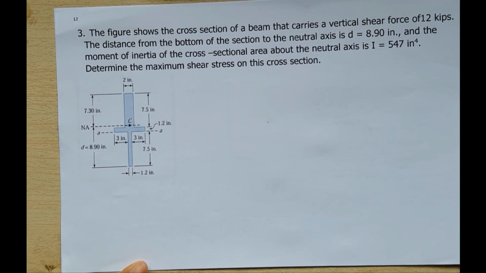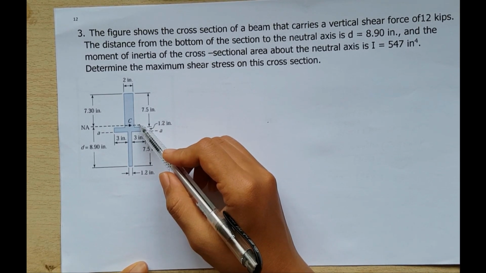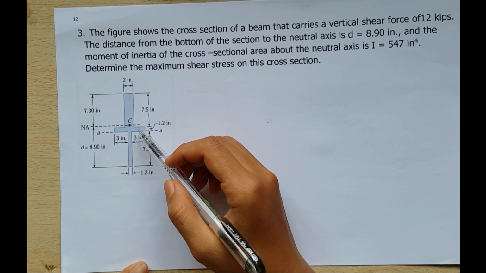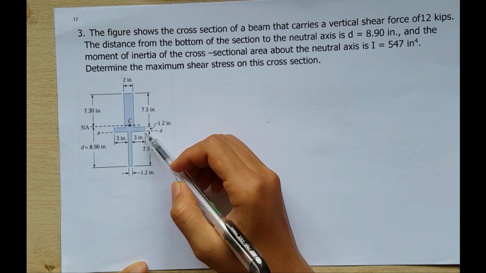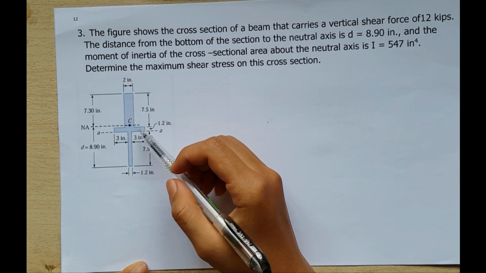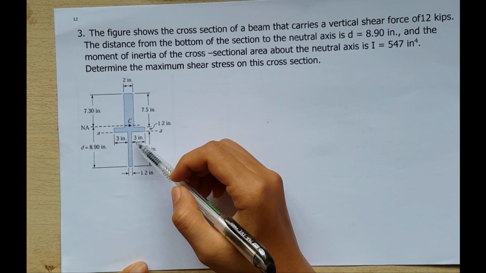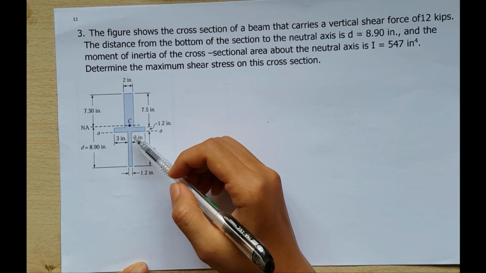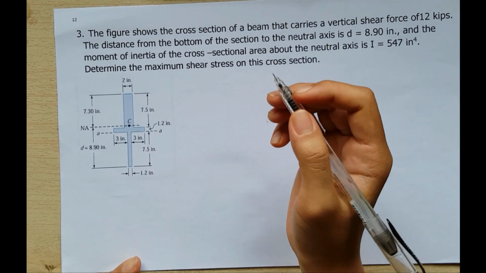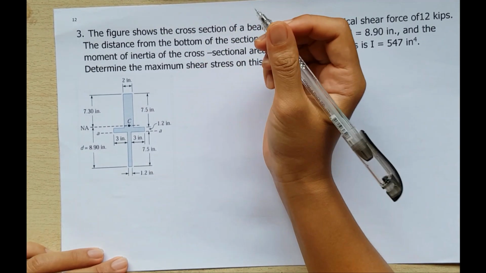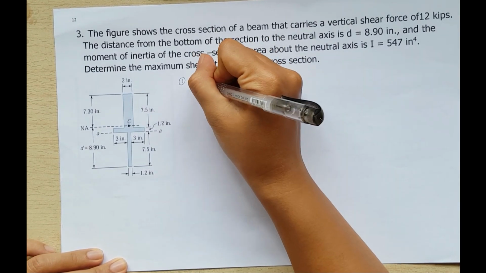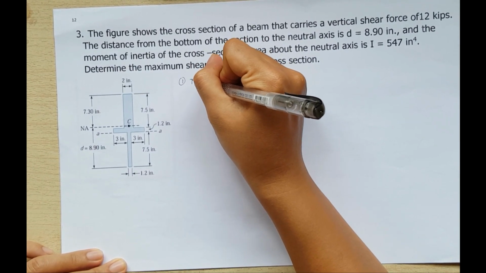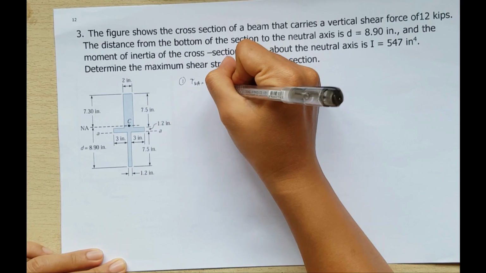So the maximum shear stress may occur in the neutral axis, where our Q is the largest, or at the level AA, where the width of the cross-section is smaller than at the neutral axis, so at this part. So let us take first the shear stress at the neutral axis, in which it is equal to VQ all over IB.